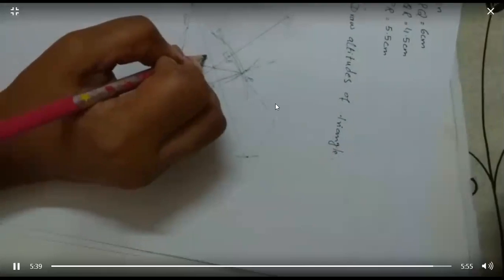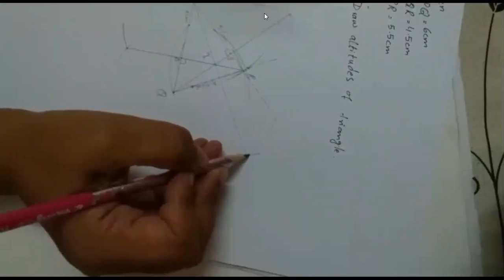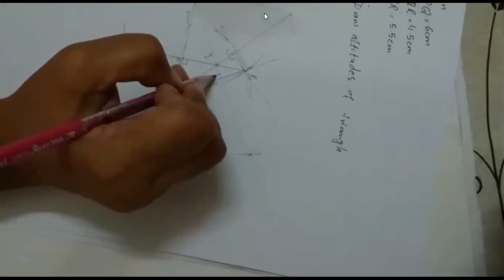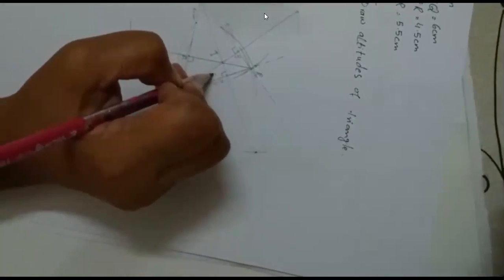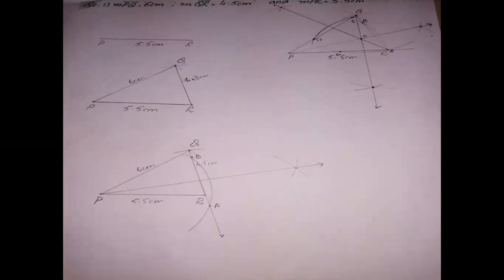This is the point of concurrency. I told you that my compass is not very good, so this point must meet over here. Okay, this is the point of concurrency and here is the angle of 90 degrees. This is point C. As you see in the video, that is how we draw the altitudes of the triangle, and they are concurrent at one point.